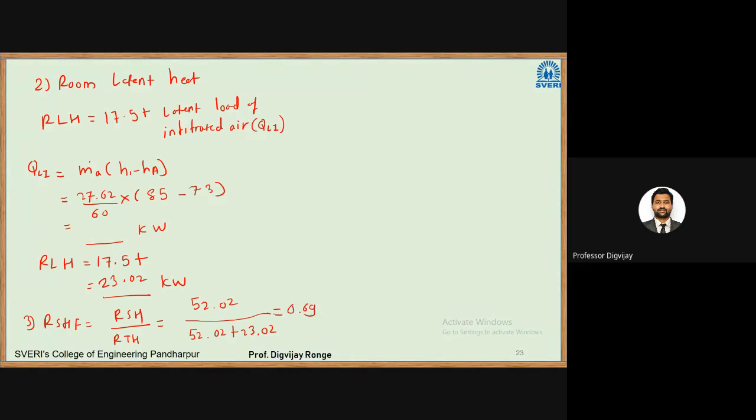So why are we calculating the RSHF? See, in this case the bypass factor is not given. If the bypass factor had been given, we would already have solved this example way back. But the bypass factor is not given. That is why we have to go another way, that is the RSHF way. Now, the next step is to locate this RSHF on the psychrometric chart.